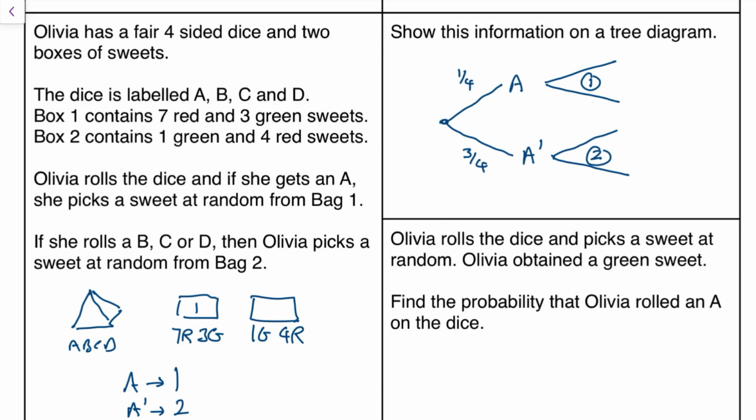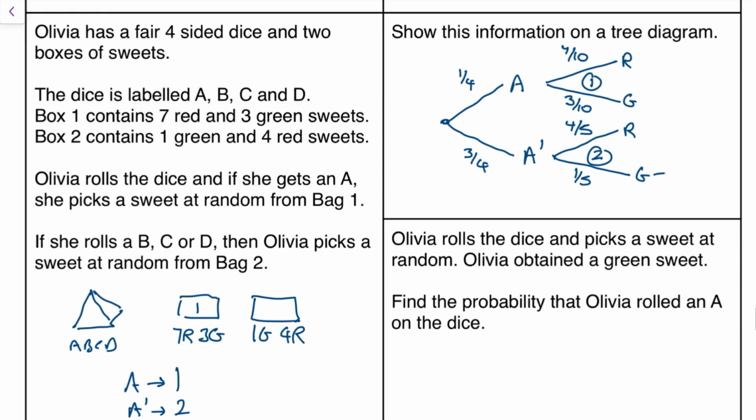And then bag 1: red or green. In bag 1 there were 7 red sweets and 10 sweets overall, so that's 7/10, and this is 3/10. For bag 2, there's 1 green and 4 red, so there's 5 sweets overall, so that's 4/5 red and 1/5 green. Now that's all you need for a tree diagram. You could start working out the multiplications here, but it doesn't want me to do that yet, though I suspect I will be doing it for the next question.